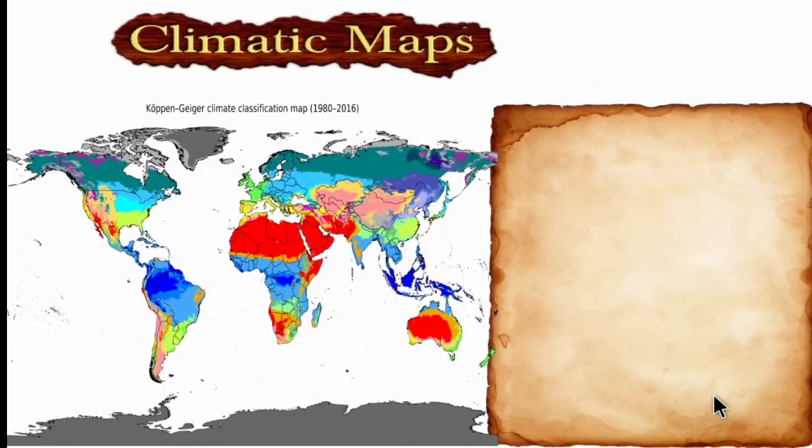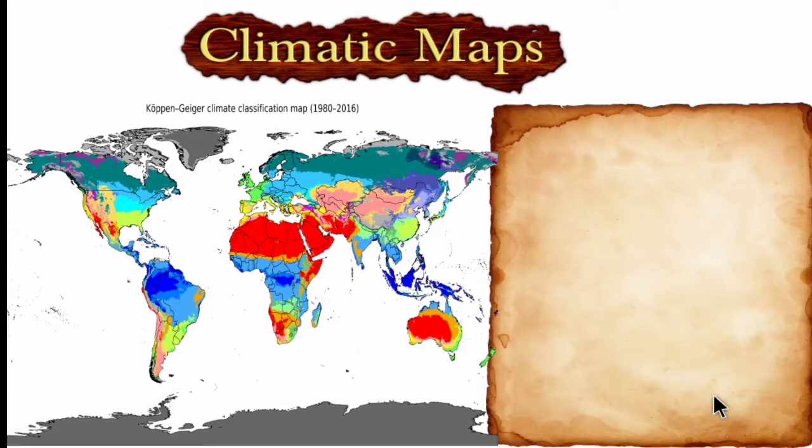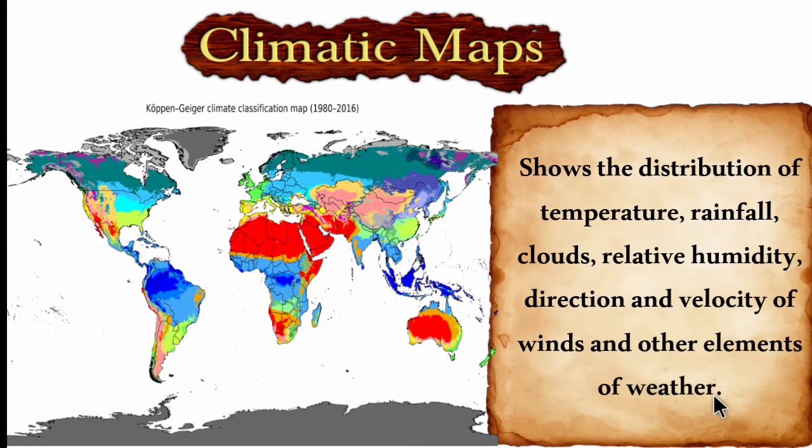The next type of map based on the content is the climatic map. The climatic map provides the climatic condition of a place. It shows the distribution of temperature, rainfall, clouds, relative humidity, which means the moisture content in air, the direction and velocity of winds, and other elements of weather.